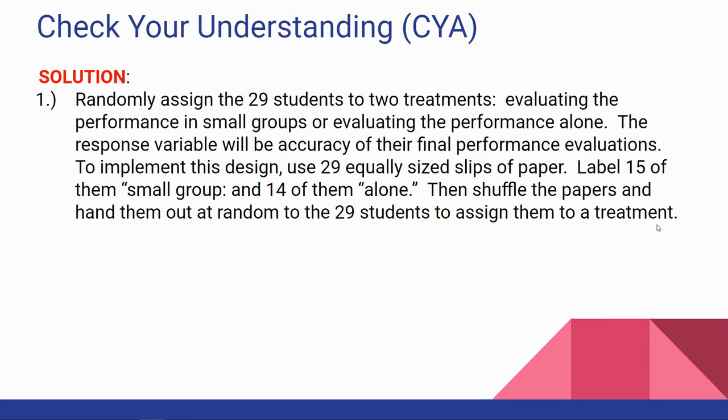So randomly assigning 29 students to 2 treatments, evaluating the performance in small groups, or evaluating the performance alone. So that is your explanatory variable. The response variable will be accuracy in their final performance evaluations. To implement the design, use 29 equally sized slips of paper. Keyword: you must say equally sized. Label 15 of them small group, 14 of them alone. Then shuffle the papers and hand them out at random to the 29 students to assign them to a treatment.